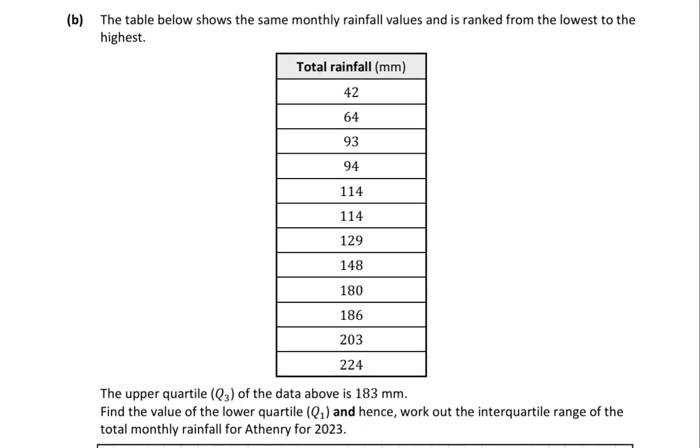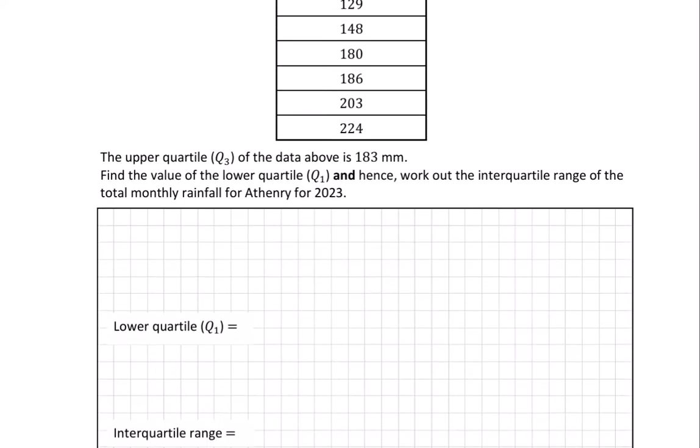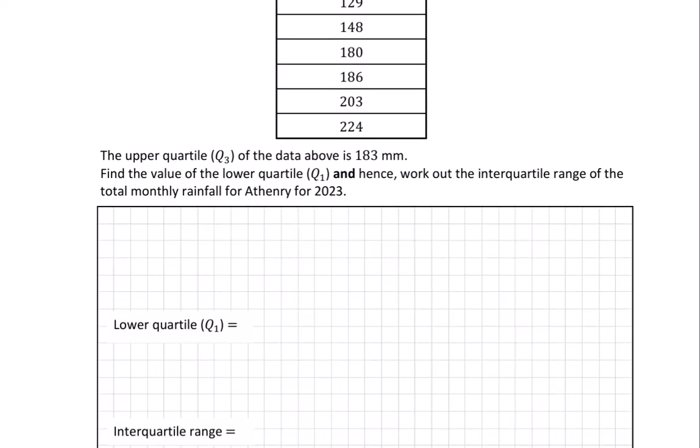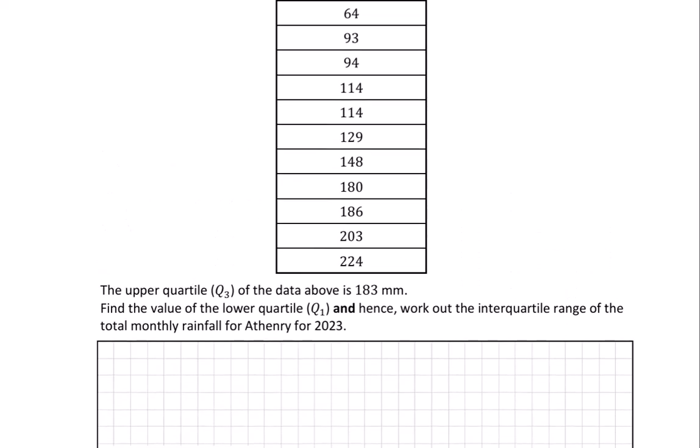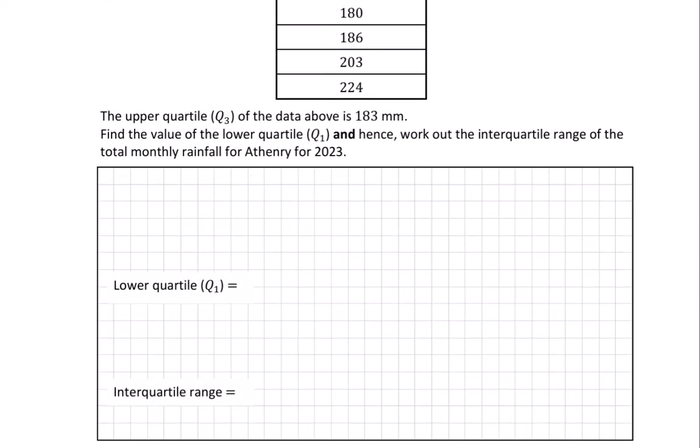Let's look at part B. The table below shows the same monthly rainfall values and is ranked from the lowest to the highest. It says the upper quartile Q3 of the data is 183 millimeters. Find the value of the lower quartile and hence work out the interquartile range of the total rainfall for Athenry in 2023. The way you do this is you count the number of pieces of data. You've got 12 numbers there. So we're looking for quartiles. You take the 12, divide by 4, which gives you 3. 3 is a whole number.